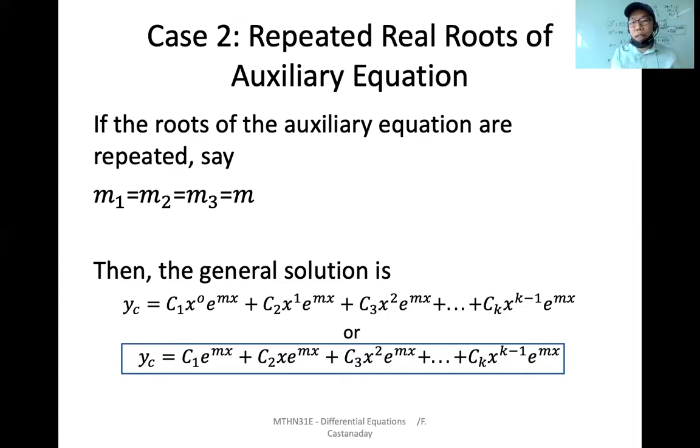Yung highest exponent or degree ng x na makita mo is second degree. So, mag-minus 1 ka lang. Kapag apat yung roots na magkakapareho, so yung pinakamataas na x na makita mo is x cubed. Pag limang roots na magkakapareho, so x raised to 4. Nakuha? Guys?